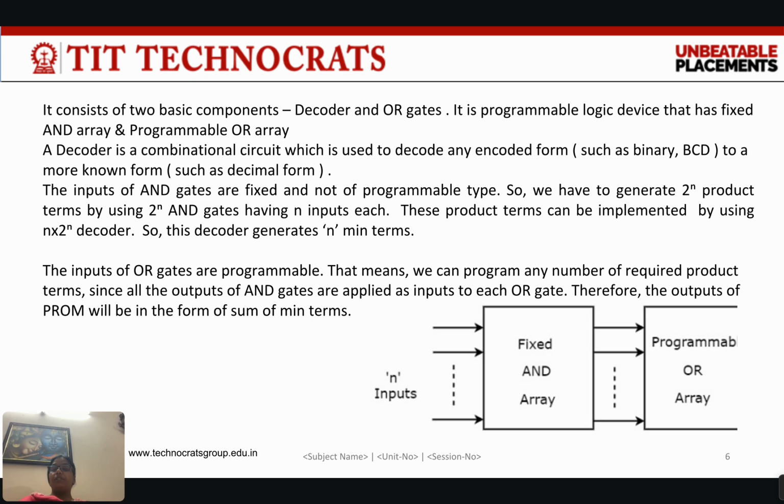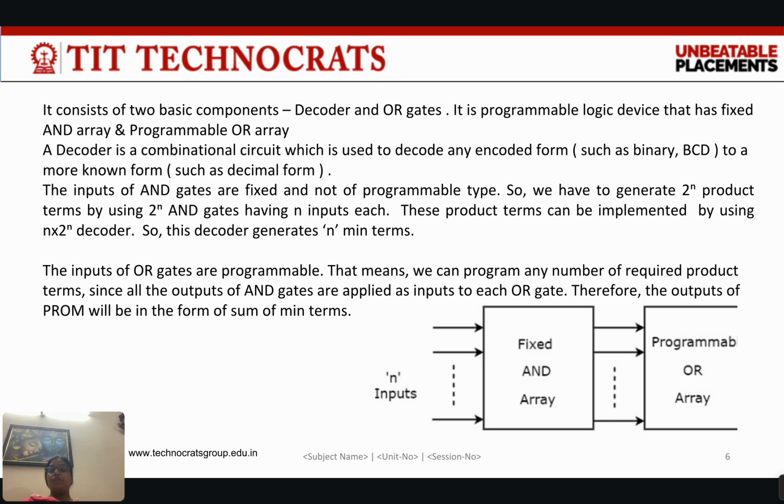It consists of two basic components, that is decoder and OR gates. It is a programmable logic device that has a fixed AND array and a programmable OR array. A decoder is a combinational circuit which is used to decode any encoded form such as binary or BCD to a more known form such as decimal form. The inputs of AND gates are fixed and not of programmable type. So we have to generate 2 to the power N fixed product terms by using 2 to the power N gates having N inputs each. These product terms can be implemented by using an N to 2 to the power N decoder. So this decoder generates the minterms.